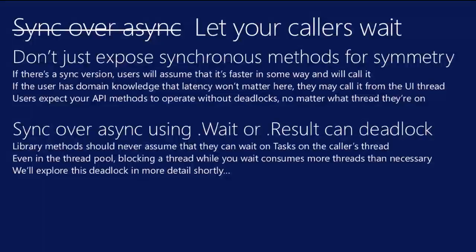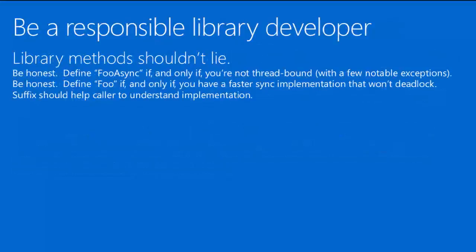You don't want to be blocking that thread, even if you knew you were there, because, again, that's consuming a thread pool thread for that amount of time. You're being wasteful in the user's thread pool. And so we're going to see more about this deadlock in just a bit. And so really, that's that core principle, that library methods shouldn't lie. Be honest. If you're async, be actually async under the covers.